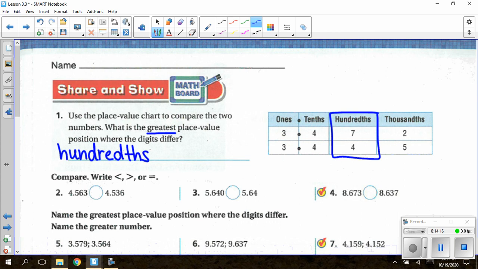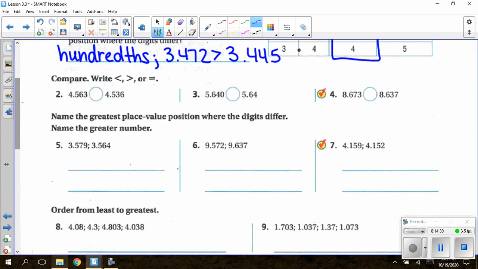And then if I was actually comparing, I would say that 3 and 472 thousandths would be greater than the 3 and 445 thousandths, obviously, because 7 is greater than 4 in the hundredths place. The next 3 questions, we have to compare and then write the symbol of how we would compare them. Remember, it is best practice to stack your numbers so that way you can easily compare their place values. So I am going to rewrite both numbers so that way one is stacked on top of the other.